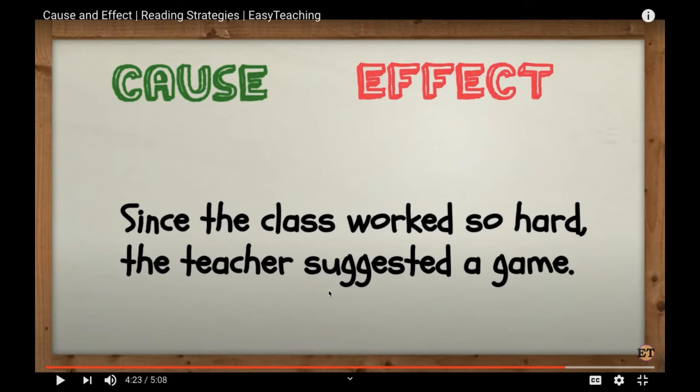So let's see what came first. Did the class work hard, or did the teacher suggest a game? In this case, the class was working hard first. And because they were working hard, the teacher suggested a game. So the cause that came first is the class worked so hard, and then the effect is the teacher suggested a game.